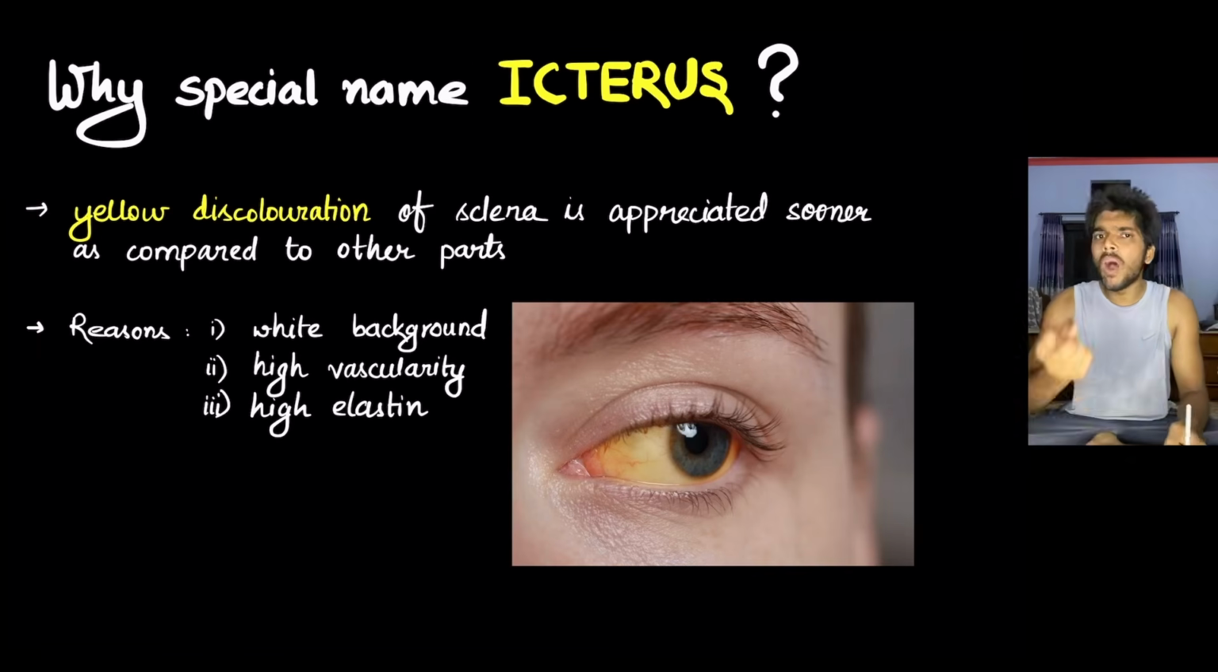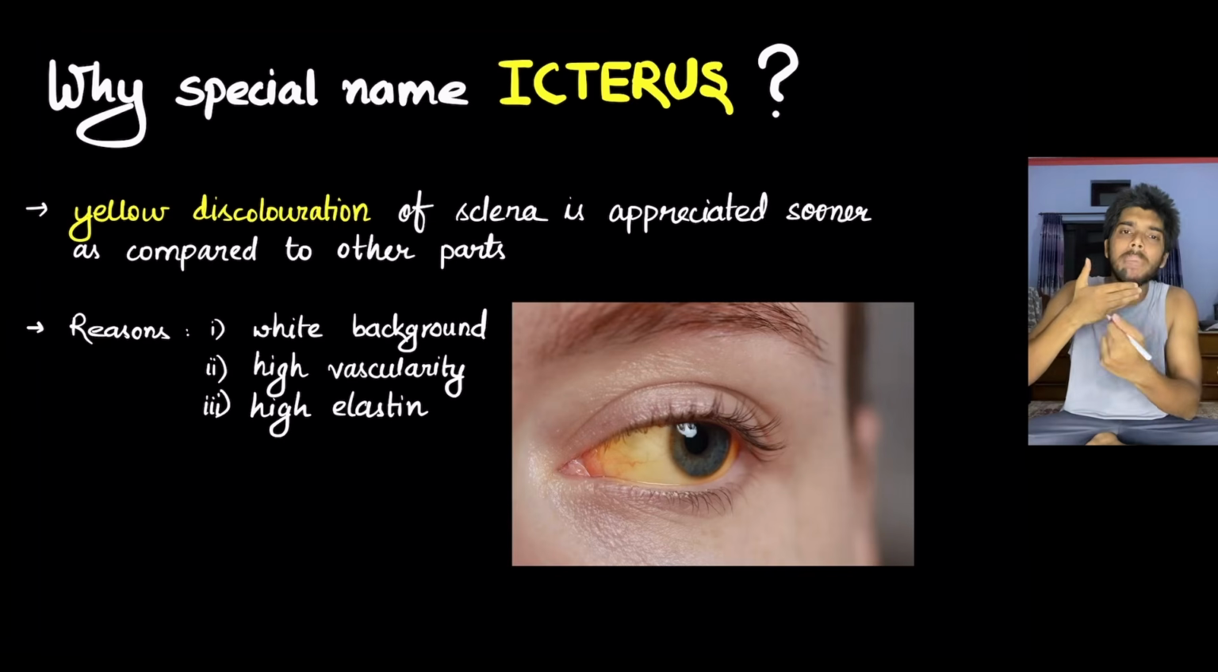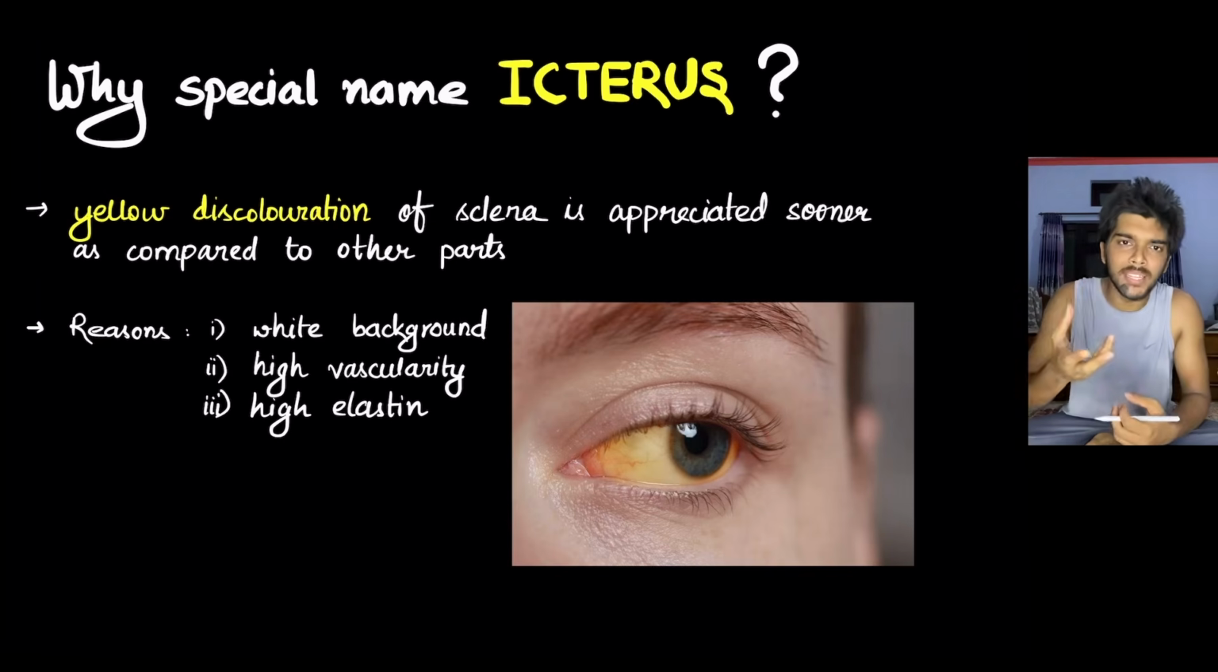Another question. Why is it that yellow discoloration of sclera is seen before skin, mucosa and interstitial fluid? Or let's say before skin and mucosa. Why before skin and mucosa? Three major reasons. Number one, sclera is white in color. So when bilirubin goes and deposits there, imparting yellow color, it is quite contrasting over the white background. White background, yellow discoloration, visible, quite easily appreciable by naked eye.